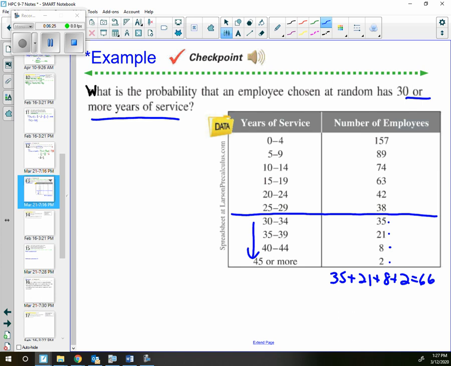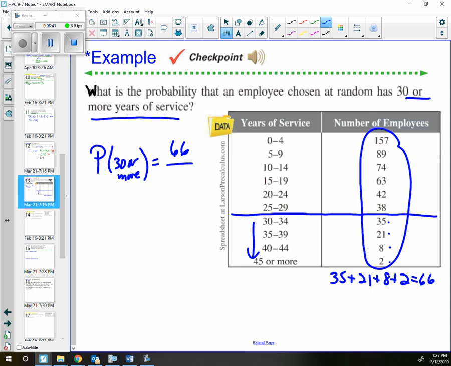So notice we're adding though, right? This is the probability of 30 to 34 plus the next category, the next category. So the probability that's 30 or more would be all of those added up. 66 out of, now we're going to need the total number of outcomes. In other words, the total number of employees. So we need the total for all of them so we can make that comparison. So that's 529. I think the easiest way to do this is a decimal. It's about 12.5%.